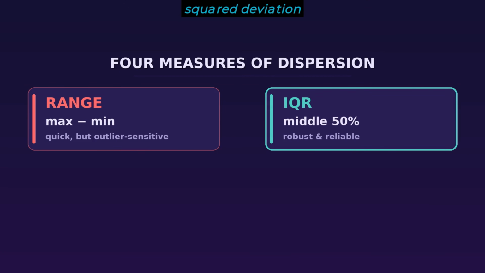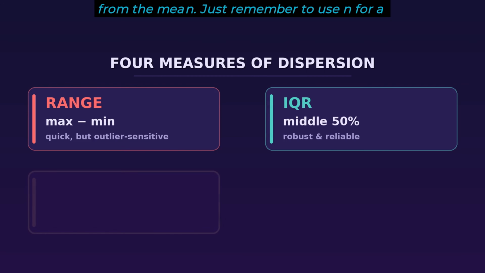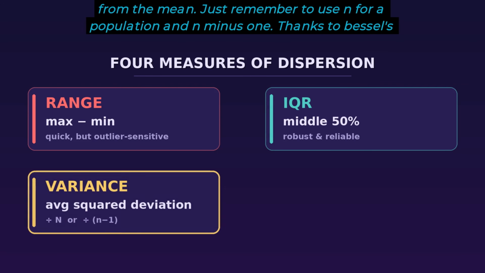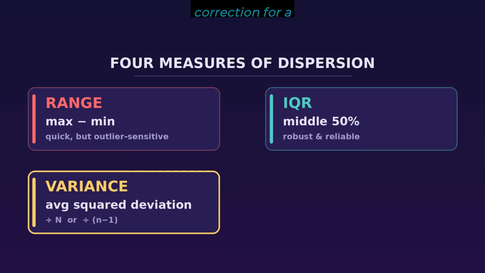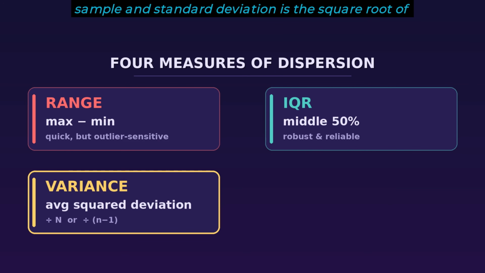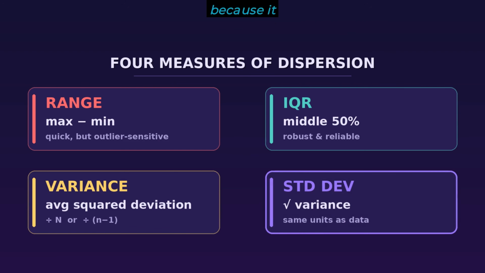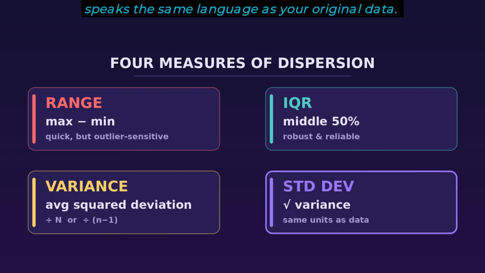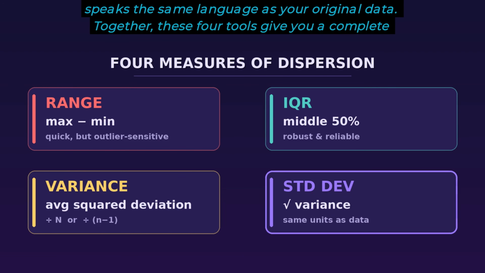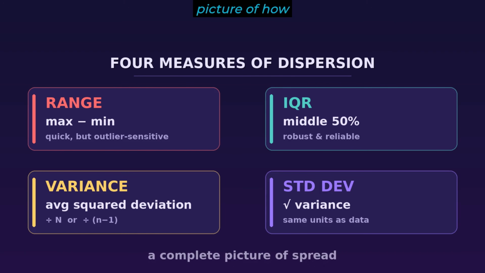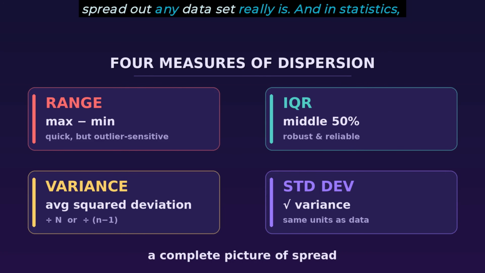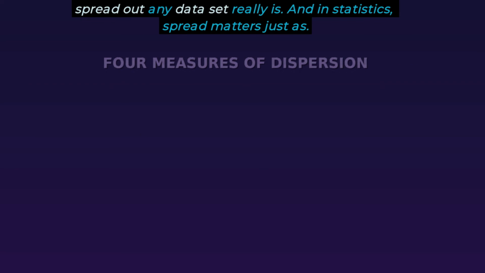Variance captures the average squared deviation from the mean. Just remember to use n for a population and n-1, thanks to Bessel's correction, for a sample. And standard deviation is the square root of variance. The most interpretable of the bunch because it speaks the same language as your original data. Together, these 4 tools give you a complete picture of how spread out any dataset really is. And in statistics, spread matters just as much.